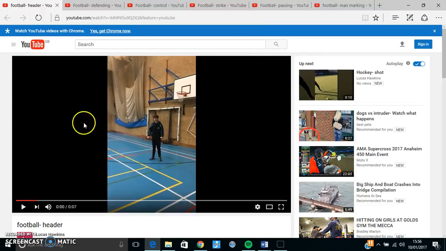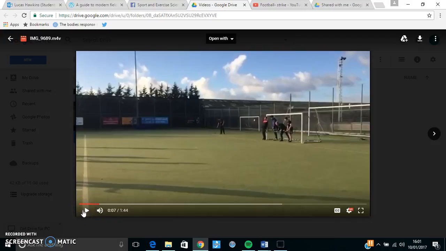Now we move on to the other sport I've done, which was football. This is an example. Before I go on to football, sorry, I'll go through a tactic of hockey, which could be a short corner.